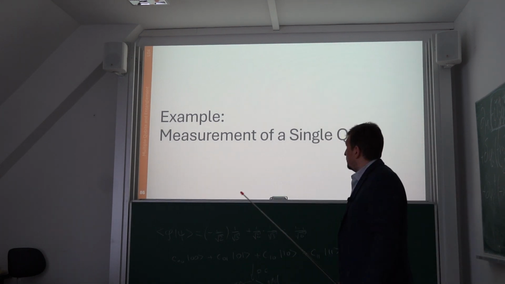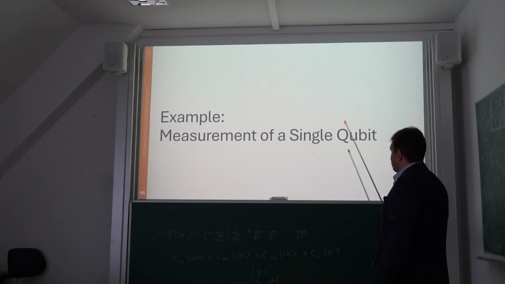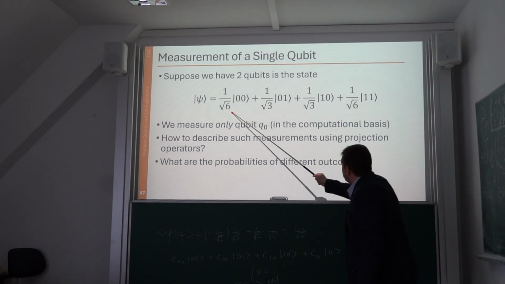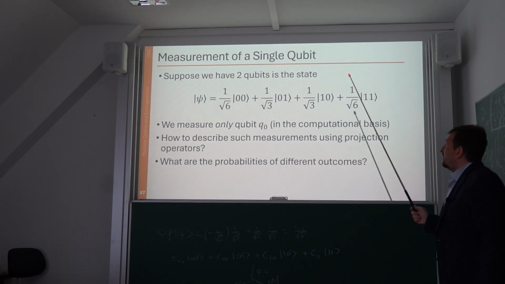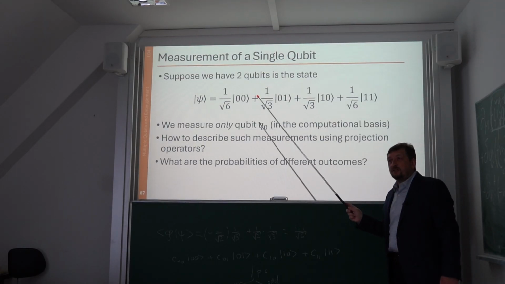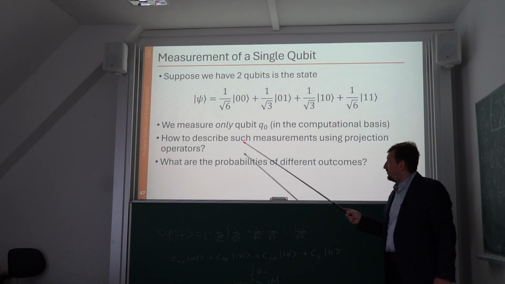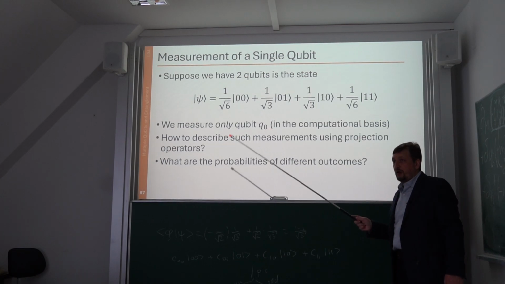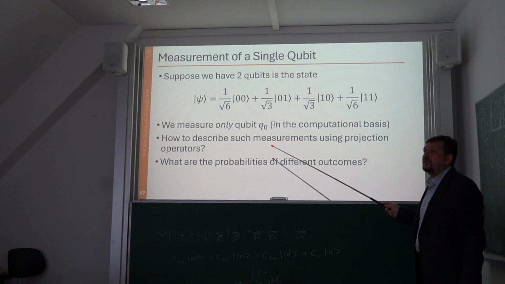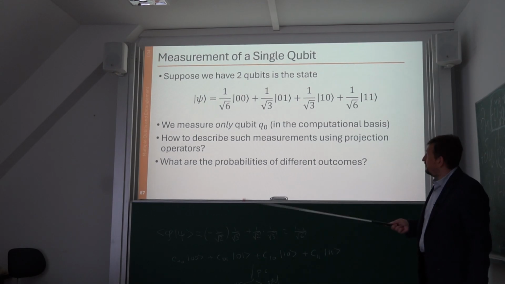Okay, so let's consider briefly one example, measurement of a single qubit. So this is the state. Suppose I want to measure qubit Q0, just this qubit. Just qubit Q0. How to do it and how to describe the post-measurement state of the system.